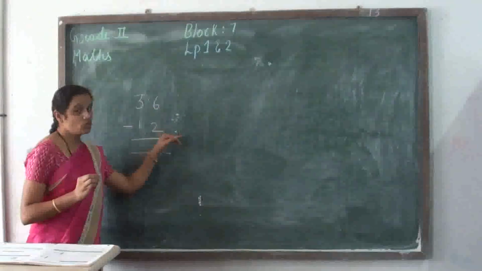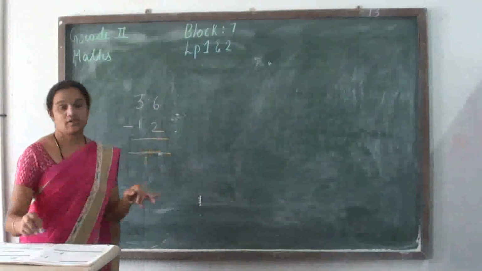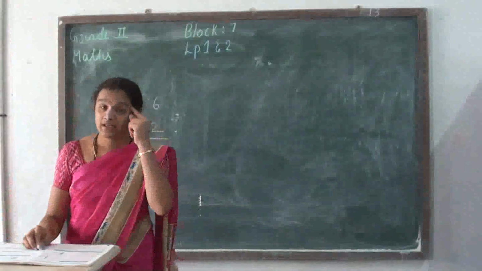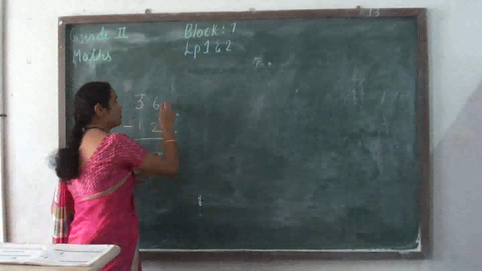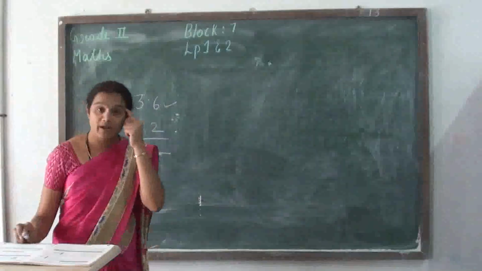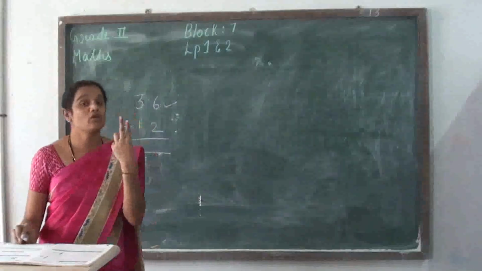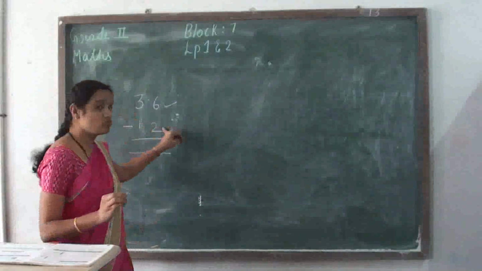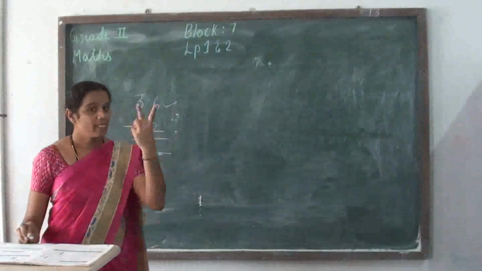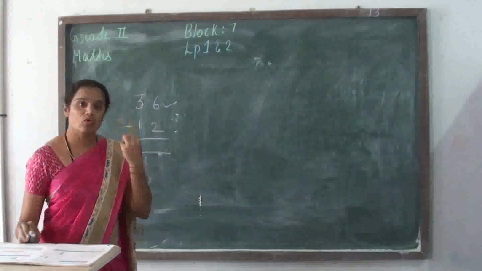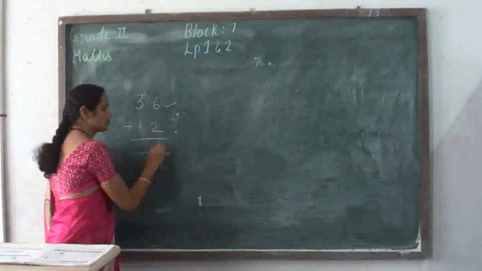6 minus 2. 6 in our mind, 2 in our fingers. Keep this in your mind. The first number should be in your mind, the second number should be in your fingers. The down number, 2, has to be in your fingers. 6 back, 5, 4. Like this you have to do.